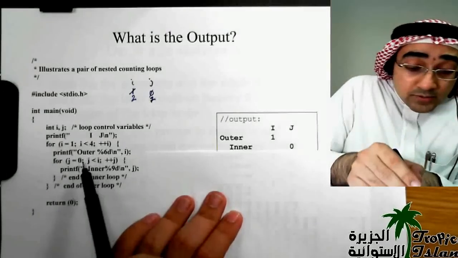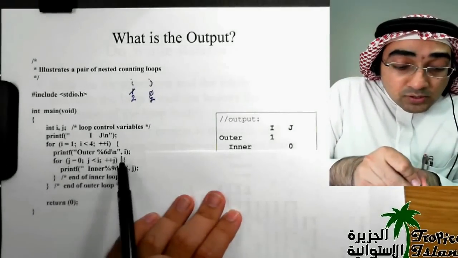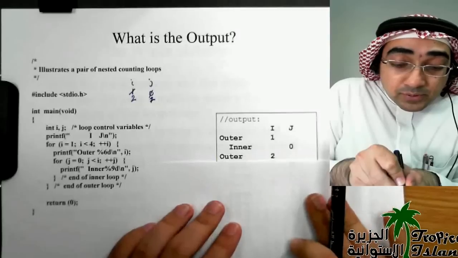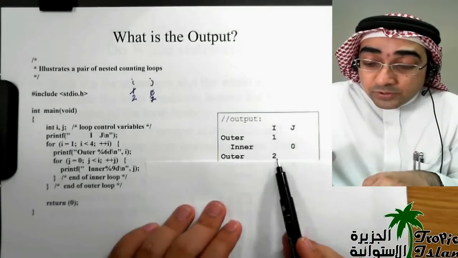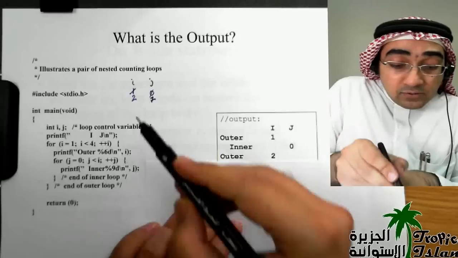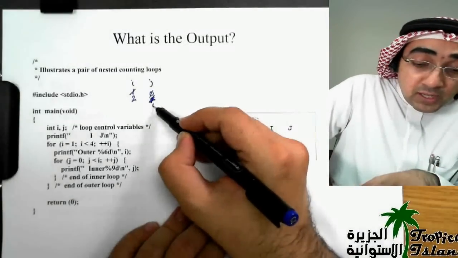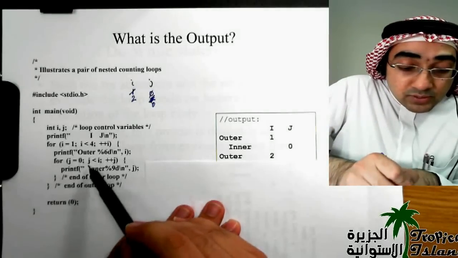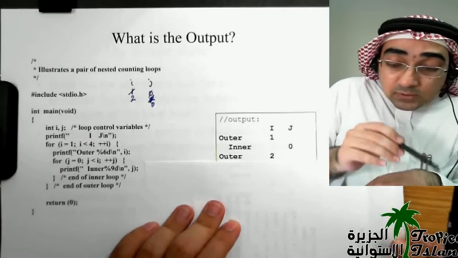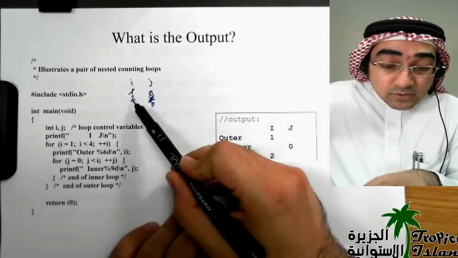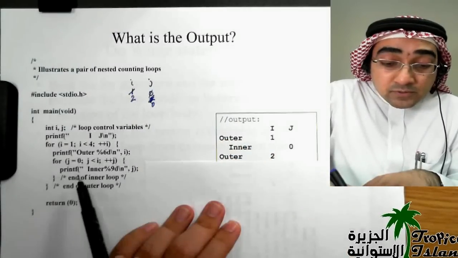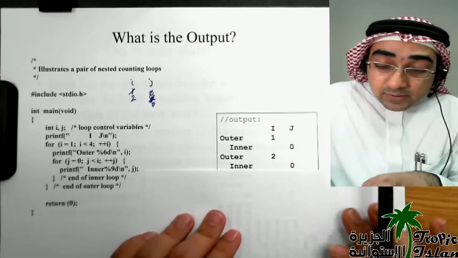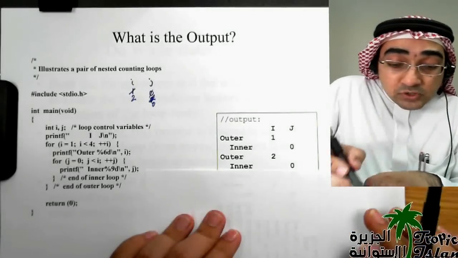Okay, is 2 less than 4? Yes. So you're going to print outer, and you're going to print 2. So you're going to print outer 2. Then you're going to come into the for loop, and j will become 0 because j is equal to 0. You do an assignment over here. Is j less than i? Is 0 less than i? Yes, 0 is less than 2. So I'm going to be printing inner, and I'm going to be printing the value of j, which is 0.